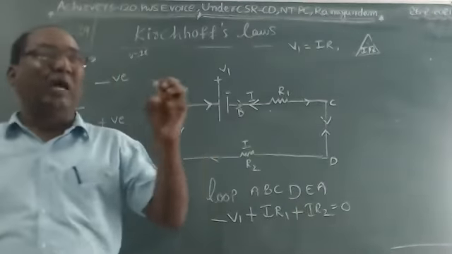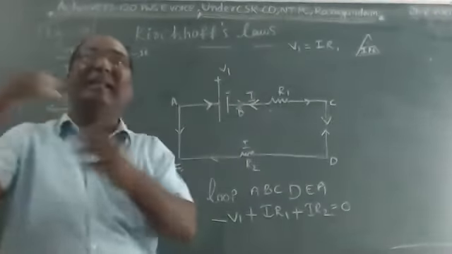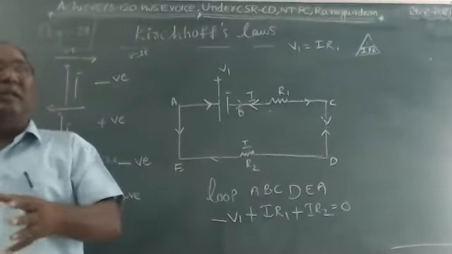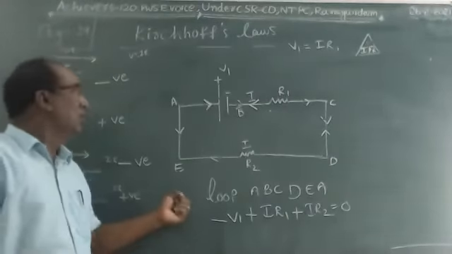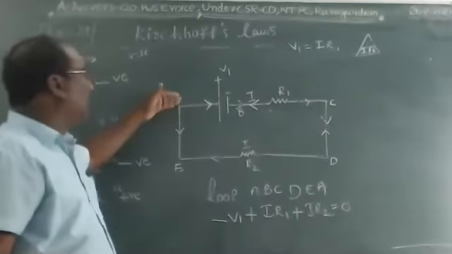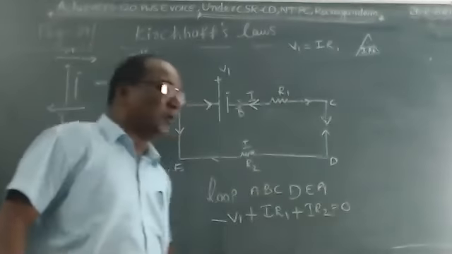I already told you the algebraic sum of the increases and decreases of potential difference in a closed loop circuit must be equal to 0. It starts from where it begins and ends there only, but the potential difference value should be 0.